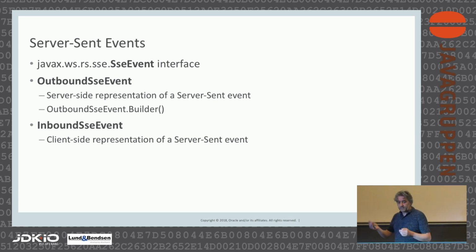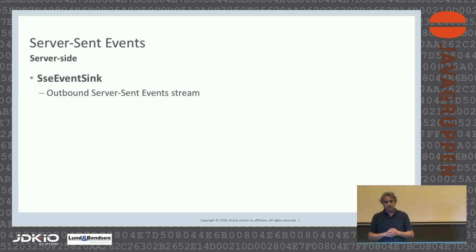SSE is a one-way protocol. So you will always create events on the server side, and on the client side you will just consume incoming events. You will never create events on the client side. So how does that work? We have this new SSE event sink type, which basically represents a connection. So it's really a connection, and in this case, this is the server-side view of the connection.